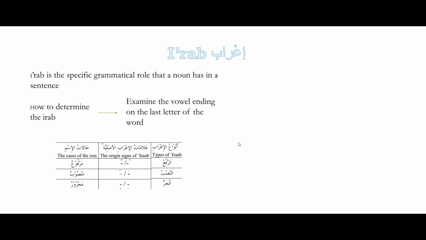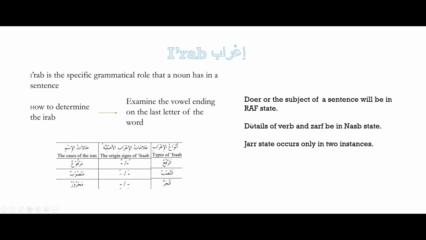Now we know how to determine the Arab of the ism, and we know that we have three types of Arab depending on the ending signs and combination. Okay, now coming to the rules. So we know that the doer or the subject, the actor of an action, will be in rough state. It is always the case. The doer or subject will always be marfu. Details will be in nasb state. Zarf means adverb, and details will be in nasb state.